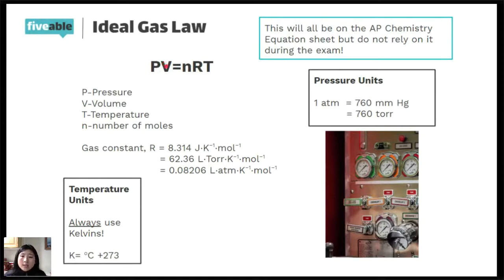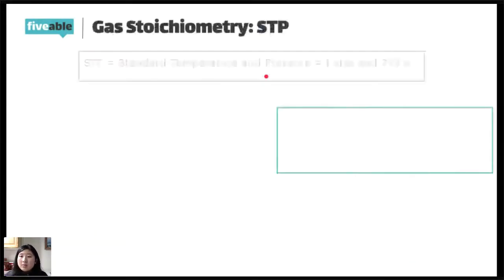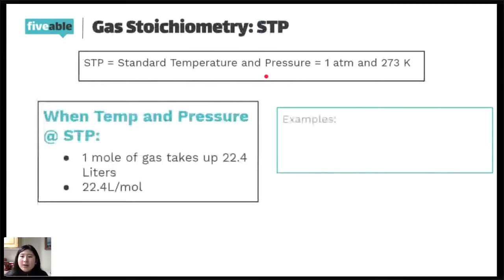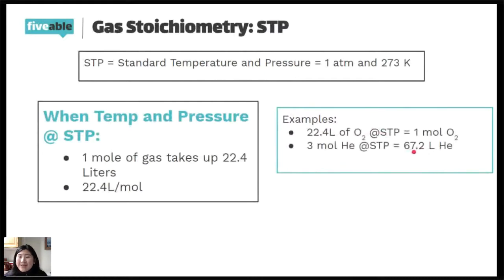Then we also automatically know that the helium takes up 67.2 liters. So we automatically know the volume, right? That's how we would use the STP rule and put it into the ideal gas law. If we ever need to convert things, it's very easy to reference it that way. Even if the AP exam doesn't tell you this is 67.2 liters of helium, you would automatically know that it is 67.2 liters of helium, because it is at STP, standard temperature and pressure.